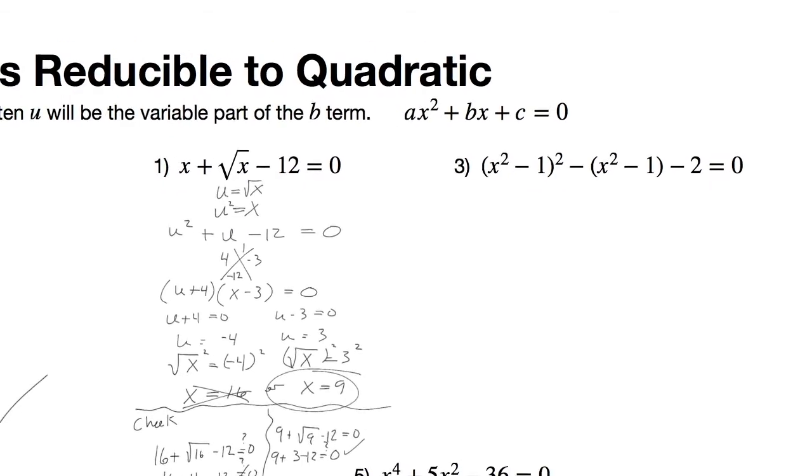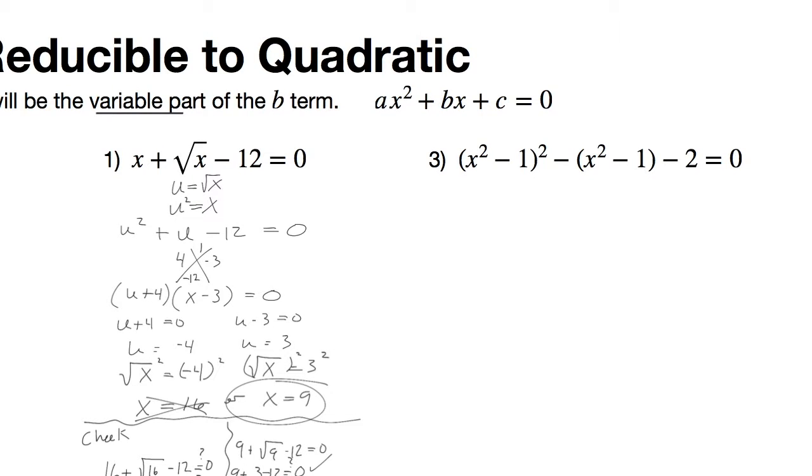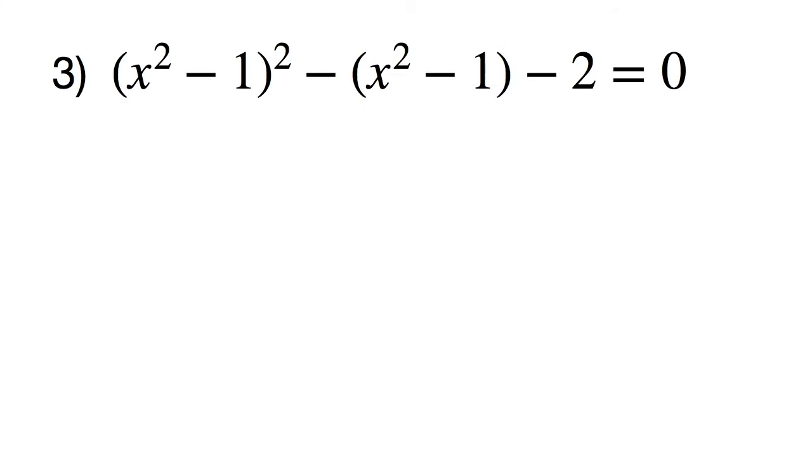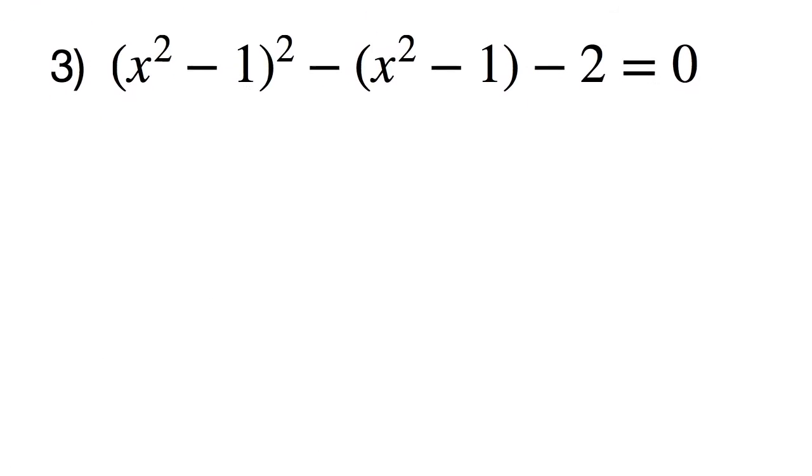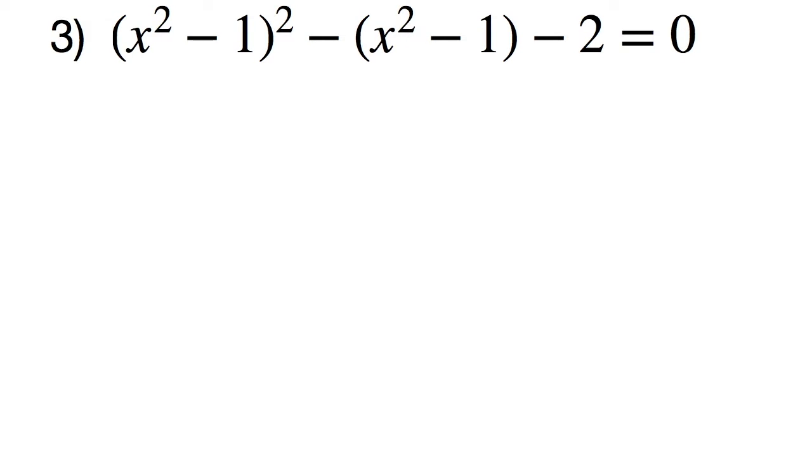Okay, so the first step really is recognizing that if we make a u substitution, this could look like a quadratic equation. So really, the strategy here is to let u be the variable part of the b term. Now the b term here is going to be x squared minus 1. It shows up in the middle term, and it gets squared on the first term.